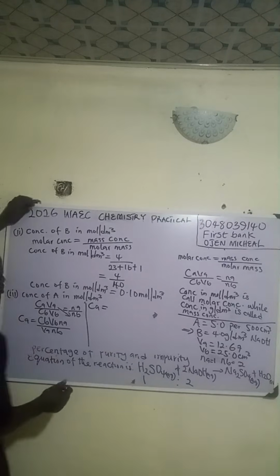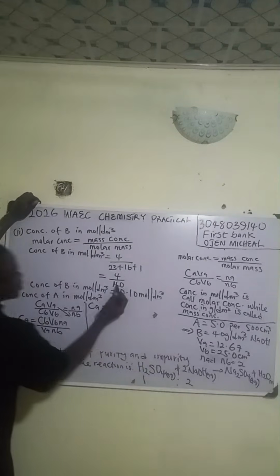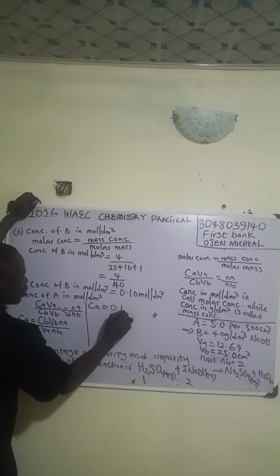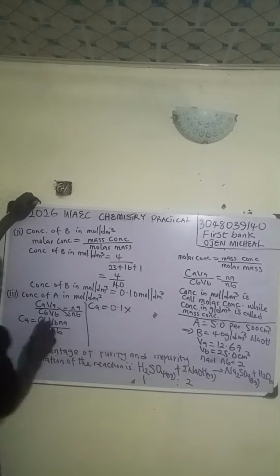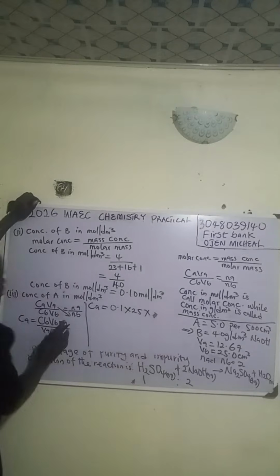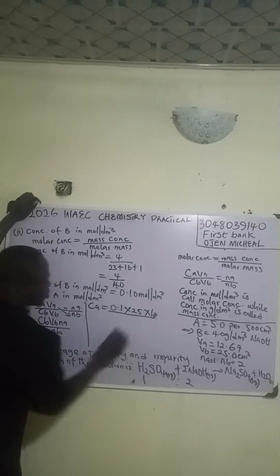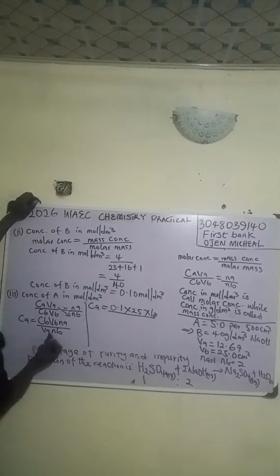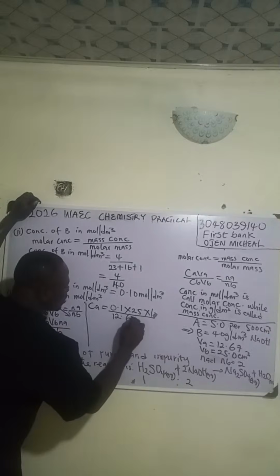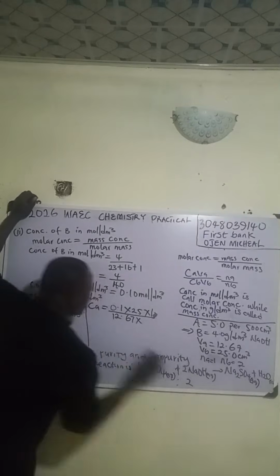Now, what we have here is CA. Look at CB. The concentration of B is 0.1, multiplied by the volume of base, which is 25, multiplied by the mole ratio of acid, which is 1. You divide it by the volume of acid, which here is 12.67, multiplied by the mole ratio of base, which is 2.